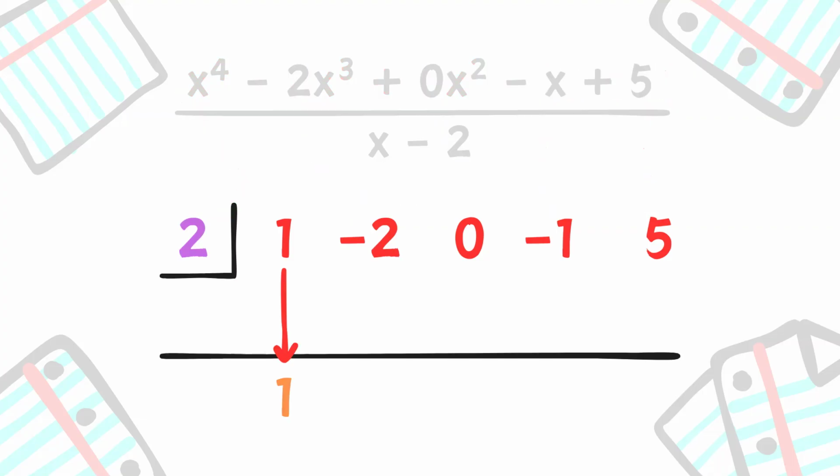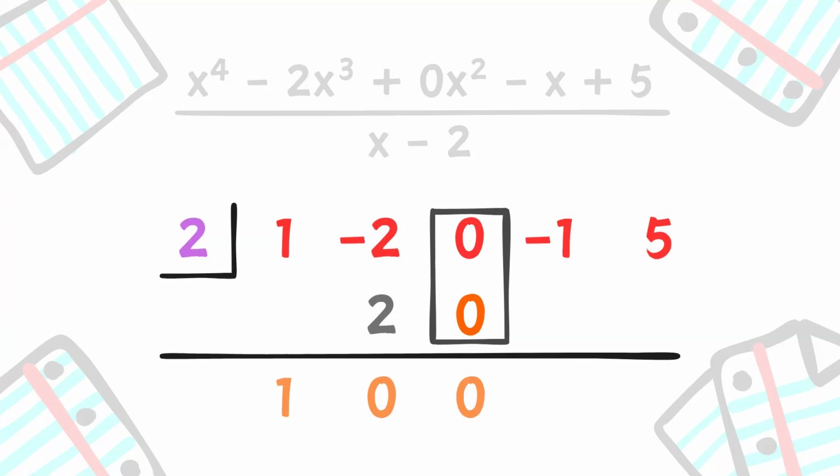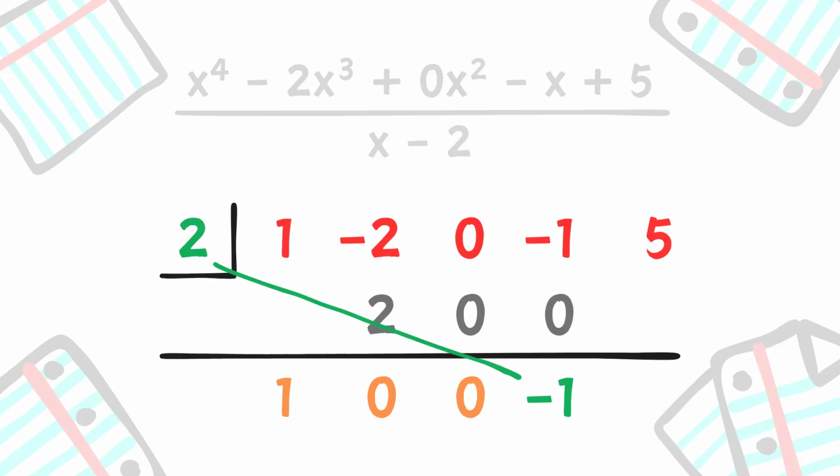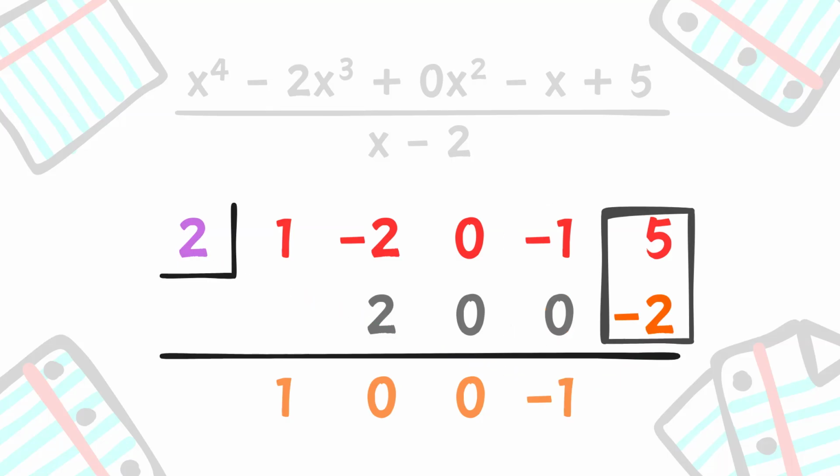Now we bring down the 1 and multiply by 2. This is 2. Adding to the -2, we get 0. 0 times 2 is 0, and 0 plus 0 is 0. So we get 0 again. 0 times 2 is 0. -1 plus 0 is -1. -1 times 2 is -2, plus 5 is 3. So we have 1, 0, 0, -1, and 3.